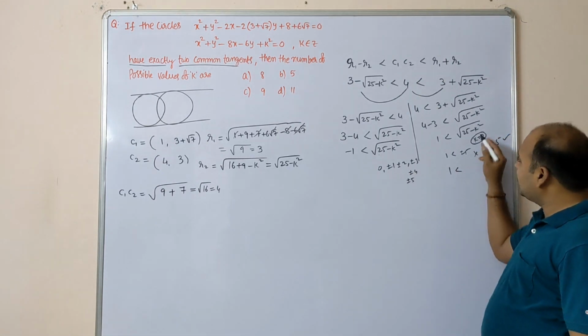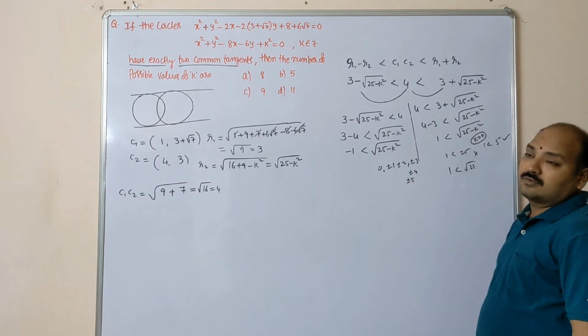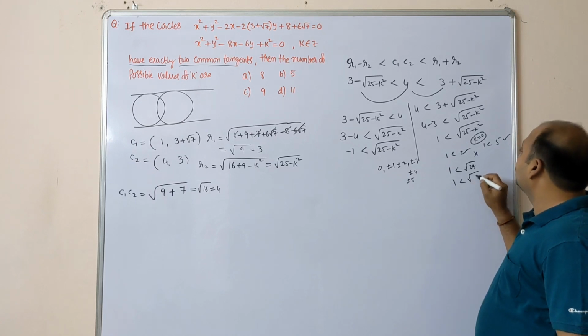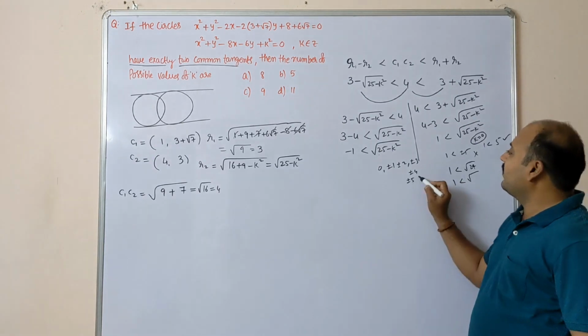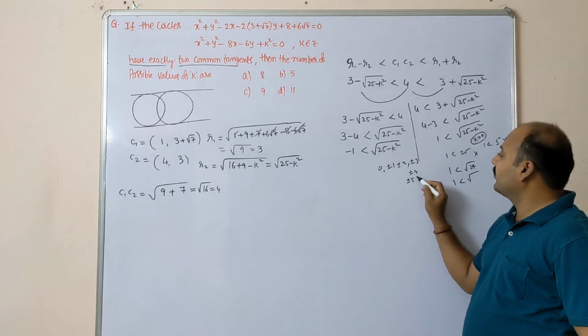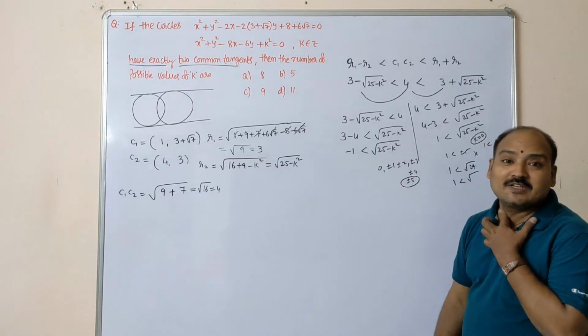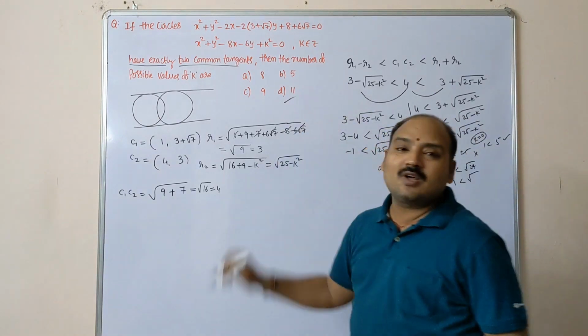So 1 is less than root 21 will come. If we substitute 1, so root 24. So 1 is less than root, if you take k is equal to 2. So how many values are we getting now? Here 2 to 10 plus 1, 11 values we are getting, dear students. 11 values. We'll move on to the next question.